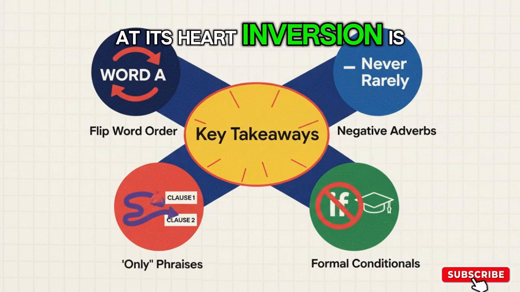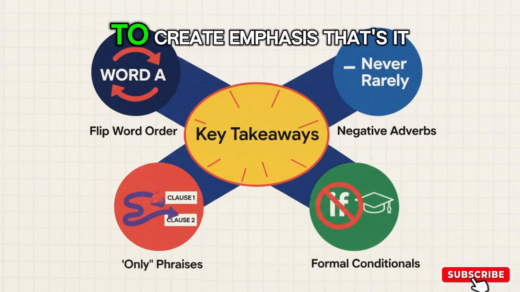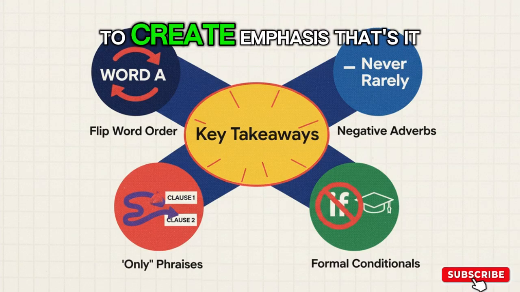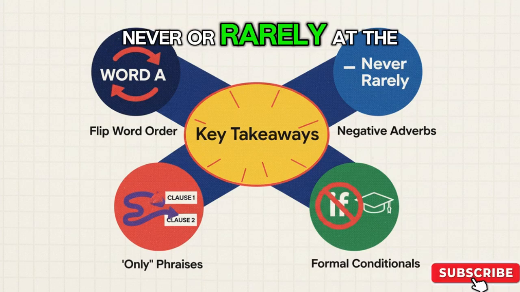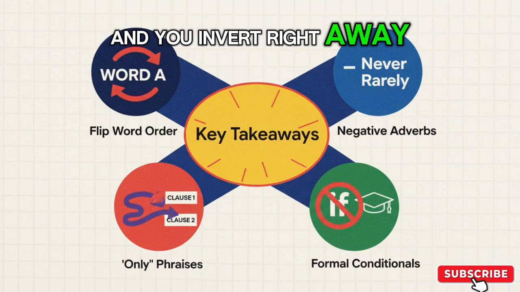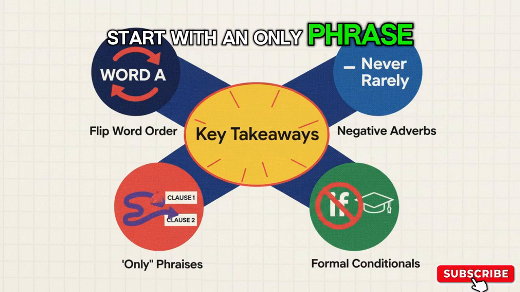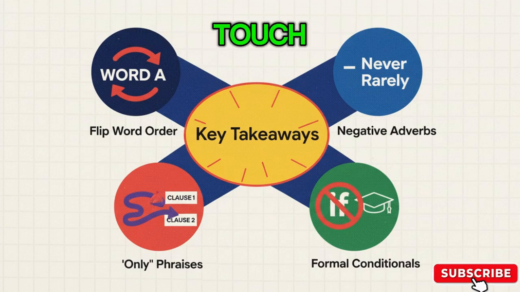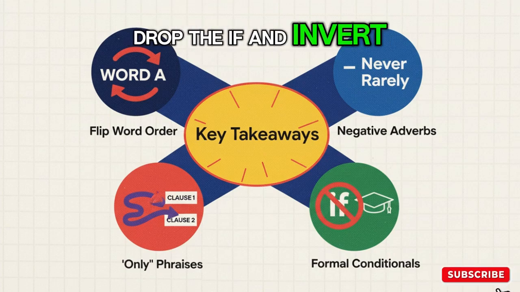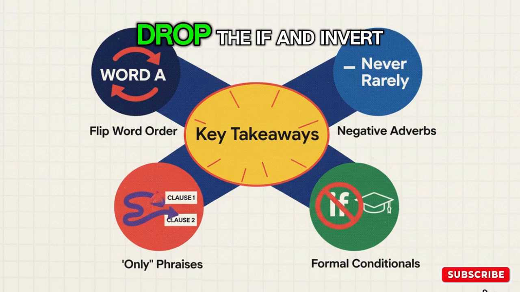At its heart, inversion is just flipping your word order to create emphasis. That's it. Remember the main triggers. Put a negative word, like never or rarely, at the front, and you invert right away. Start with an only phrase, and you wait to invert in the second part. And for that PhD level touch, drop the if and invert. That is your grammar spotlight.